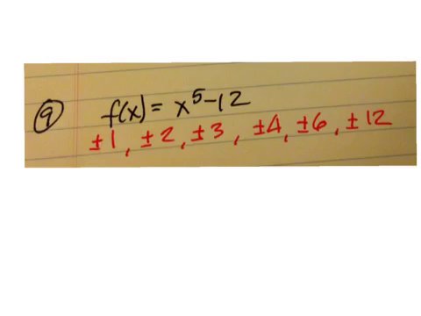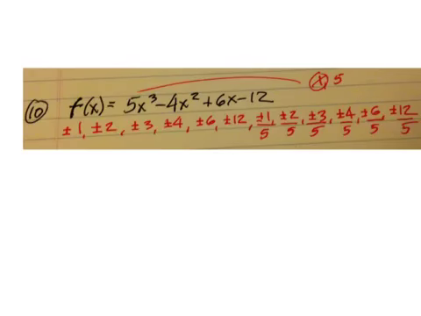And on number 9, you should have ±1, 2, 3, 4, 6, and 12. Alright, and then the last one, number 10, you should have ±1, 2, 3, 4, 6, 12, and then 1/5, 2/5, 3/5, 4/5, 6/5, and then 12/5.